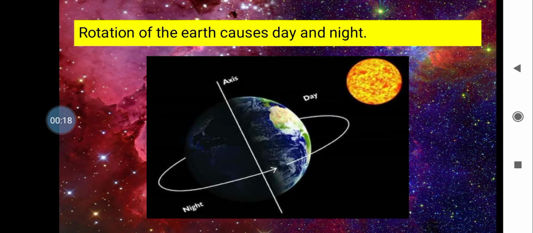We have already learned that rotation of the earth causes day and night. The earth has an imaginary line that runs through its center, which is also called axis. As the earth spins on this axis, it causes day and night. That part of the earth which faces the sun gets day, and that part which does not receive sunlight gets night. And it's a continuous process. Rotation takes 24 hours. The earth spins on its axis every day. As it completes one rotation, we complete one day.